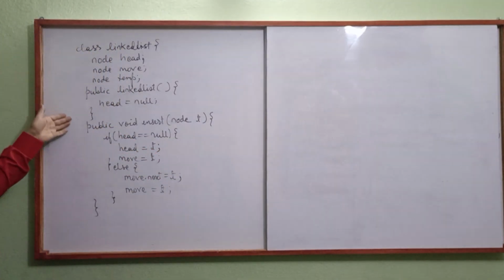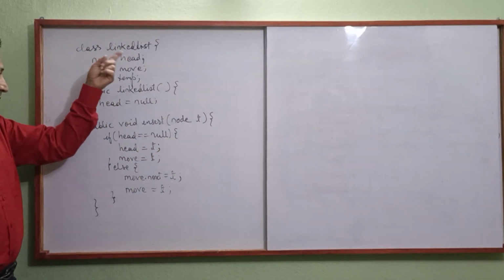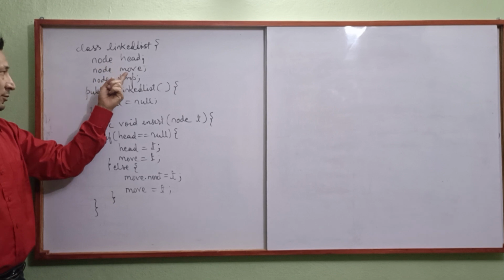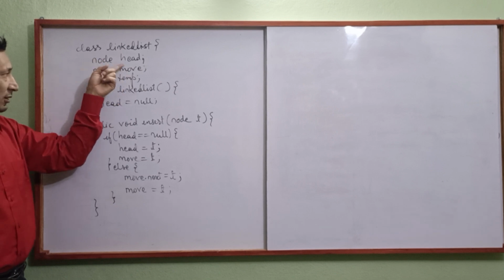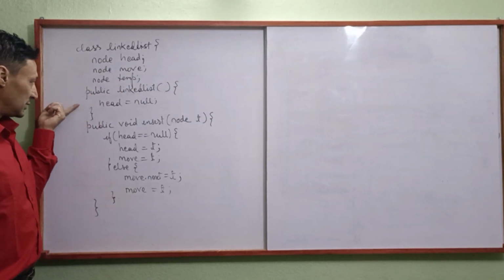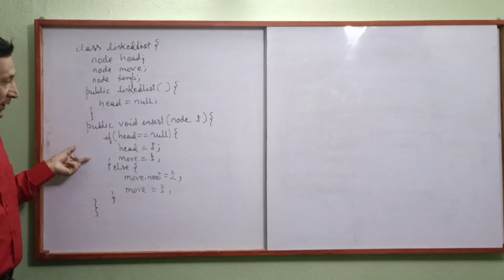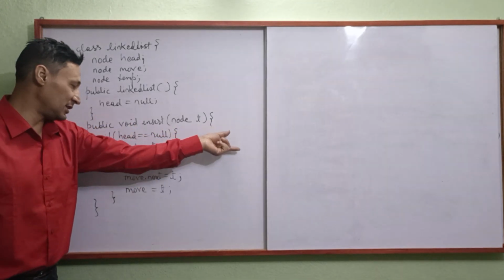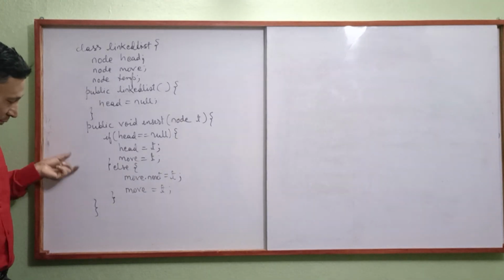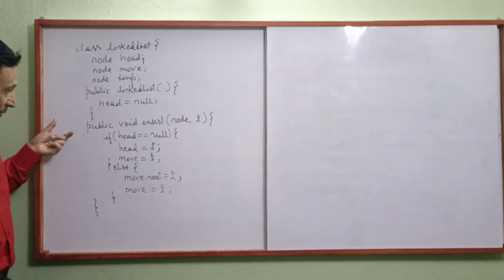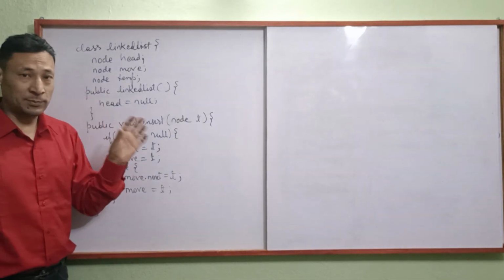Now, this is the class LinkedList. It has some member variables like head, move, temp. These are all of type Node. This is the constructor, and here is the method to insert a node at the end of the linked list. Now I will write the method to insert a node at a given position.